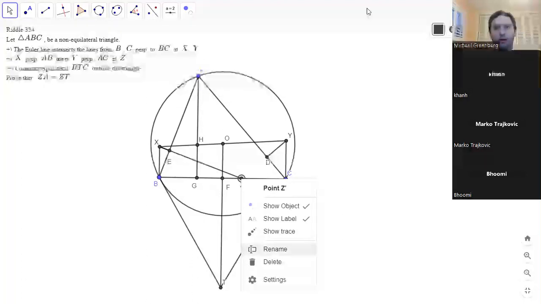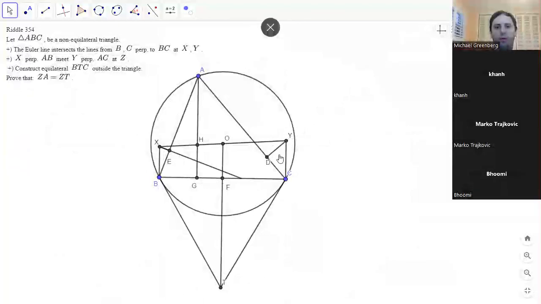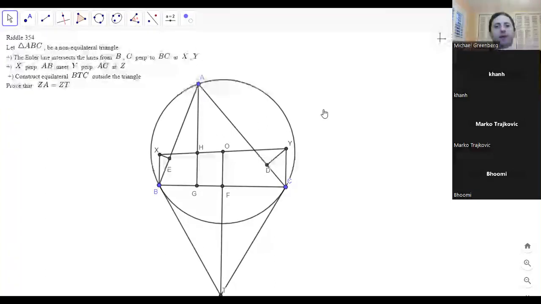So yeah, that's kind of the idea. But that doesn't actually solve the whole problem. That just proves that these meet on BC. Once I show that, then I have to show that ZA equals ZT. But still, I think we have to prove that Z lies on BC. Yeah, I agree.